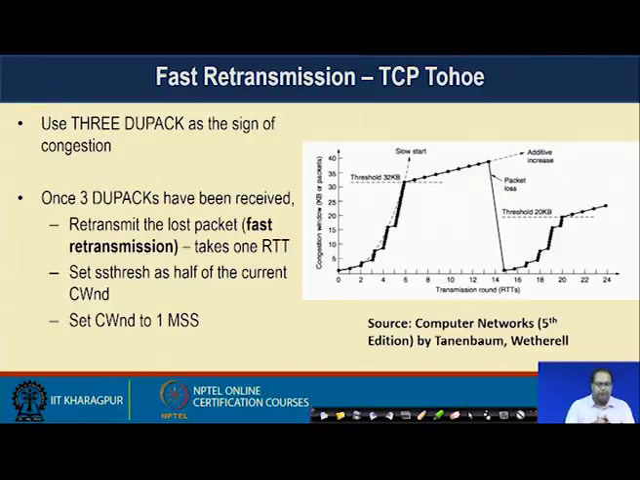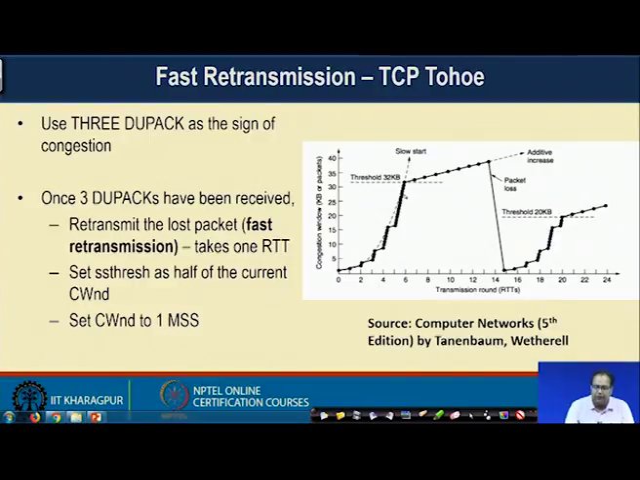Once you receive 3 duplicate acknowledgements, you retransmit the lost packet, that is the fast retransmission, because you can infer the identity of that lost packet. It takes 1 round trip time. Then you set the slow start threshold as half of the current congestion window and set the congestion window to 1 MSS. So, that is the idea of TCP Tahoe.